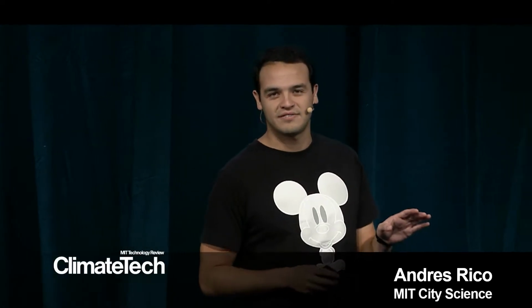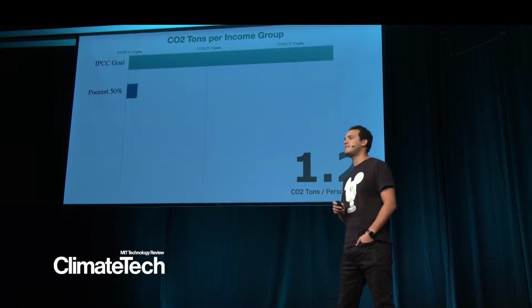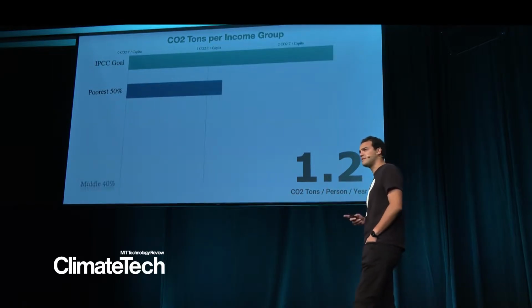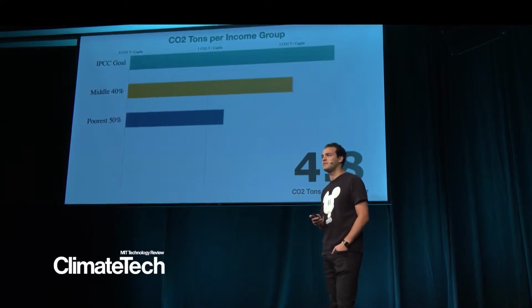As we are fixed on reaching this goal of 2.5 tons per person per year that the IPCC is setting, it's important to note that not everyone is producing the same amount of CO2. When we compare different populations to our goal, we can see that the poorest 50% of people on the planet are already well below the 2.5. If we look at the middle 40%, we have 4.8 tons.